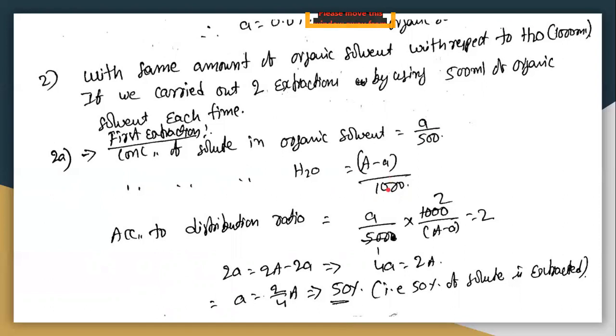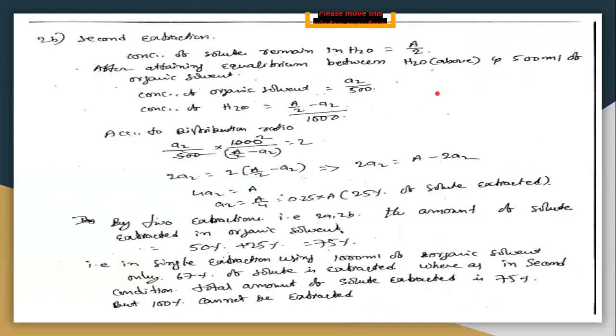If you substitute these values in the distribution ratio formula, or partition coefficient, that is concentration of solute in organic solvent by concentration of solute in water, equals 2, you get 50% in the first extraction. In the first step we utilized 500 ml of organic solvent. Next, we repeat with the remaining volume of organic solvent. So in the second extraction we are using the second portion of organic solvent.